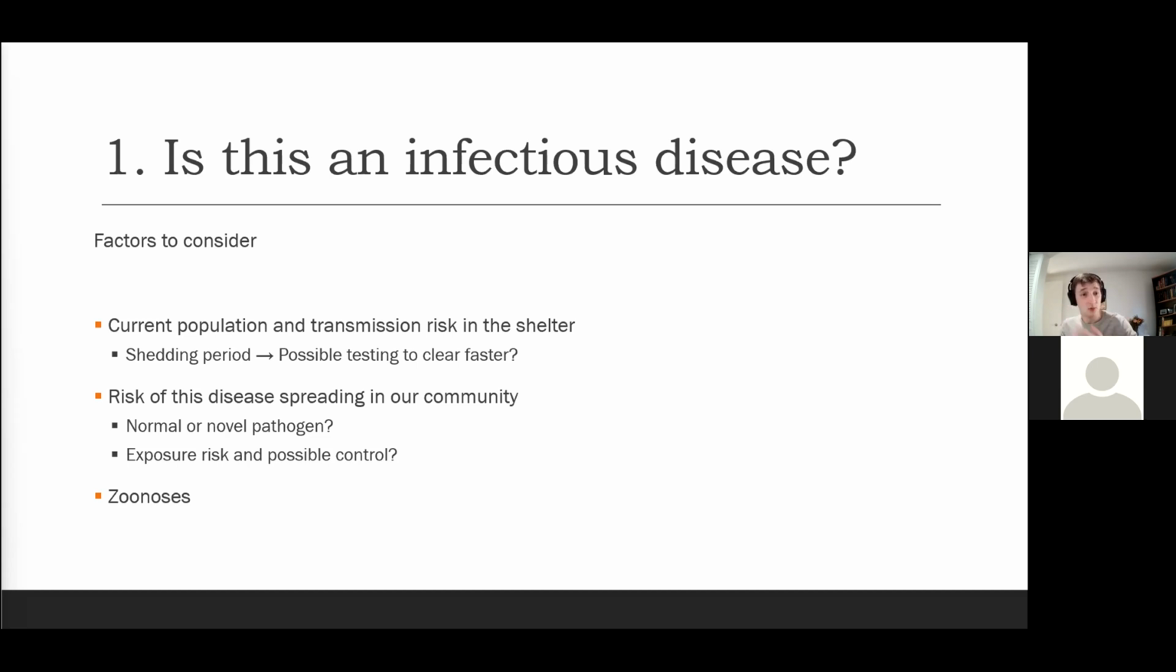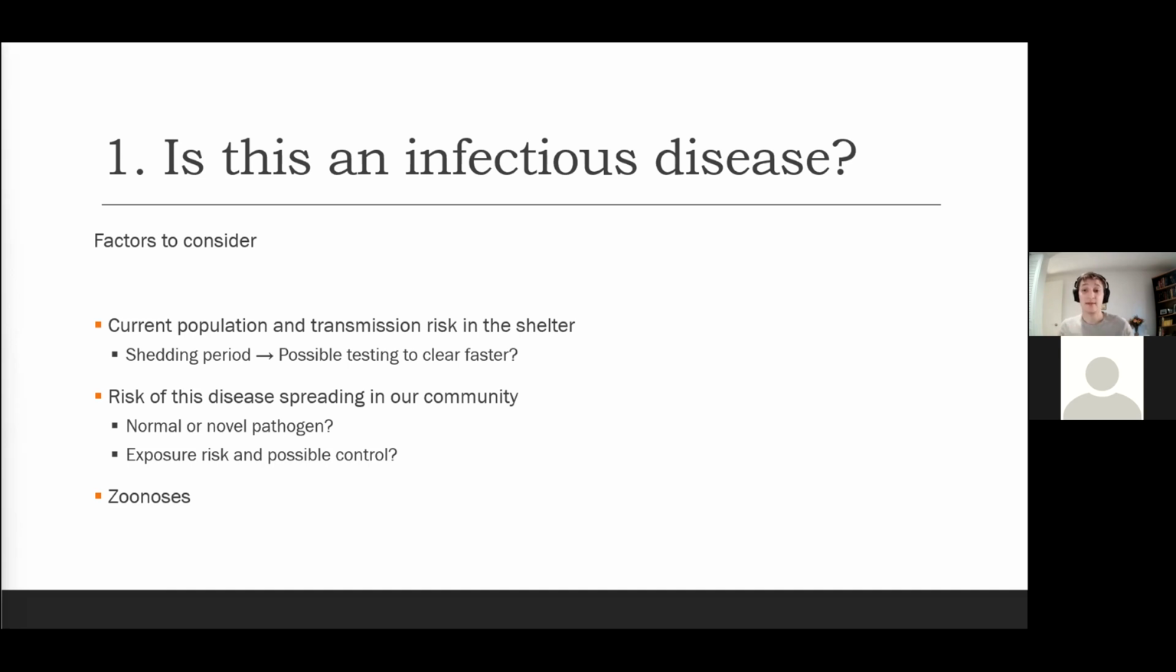I want to know, once again, well, what is the risk of disease spreading in my community if I make this animal available for adoption? Normal or novel pathogen? And what is the exposure risk and possible control methods that could be put into place? So when I'm talking about risk of spread, I want to look at, well, is this vector-borne, and do I have the appropriate vector to transmit this disease geographically and at this time of year? Is it a cat versus a dog, where this cat is probably going to be an indoor cat, and the risk of transmitting to our community cats is very low, especially with proper counseling at the time of adoption.